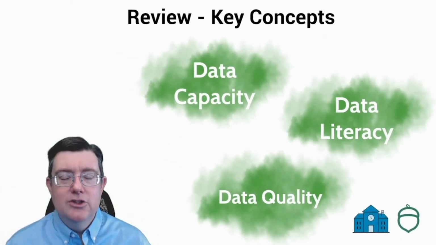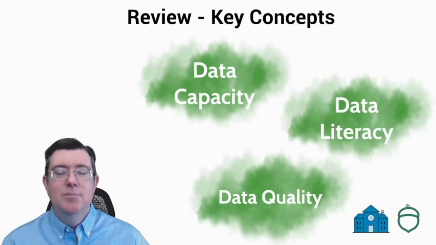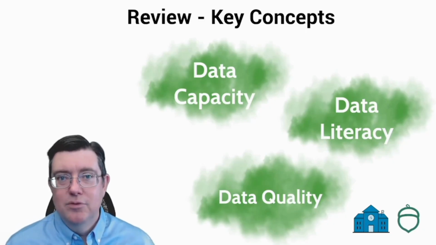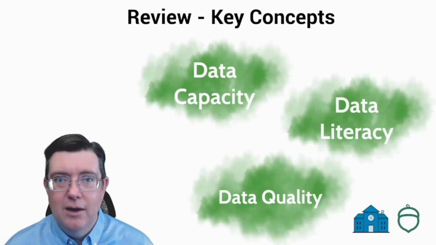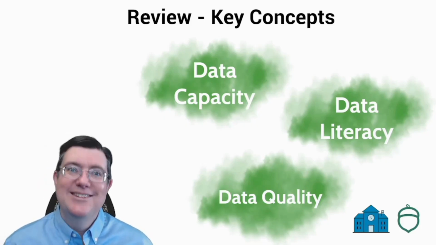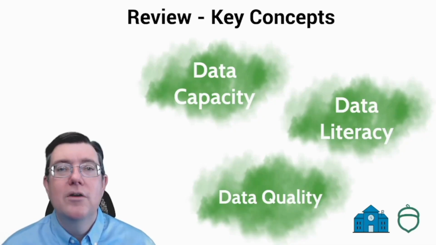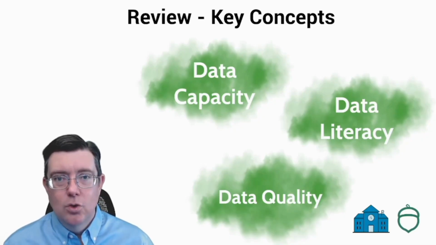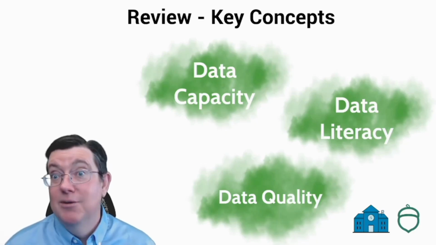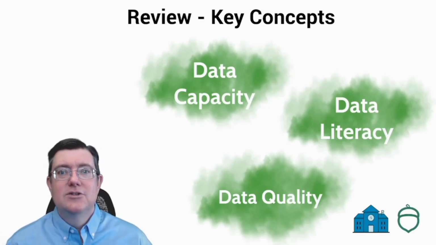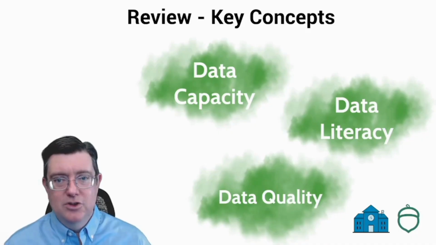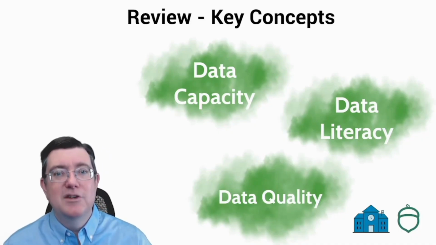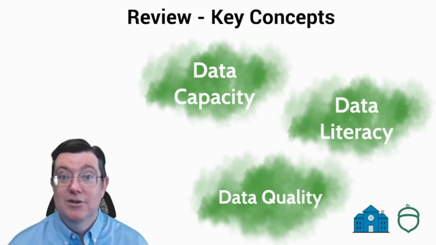So these three are all related to each other. Data capacity can be built by enhancing data literacy. The two working together can improve data quality, which then creates a feedback loop, which builds capacity and data literacy as we go. One of the best things as we go through this course is we're going to talk about what this looks like in practice, and hopefully we'll see some examples that'll make this clearer for you in terms of what this really looks like in a real program. But it's important to have this vocabulary, to have these concepts to get everything started.